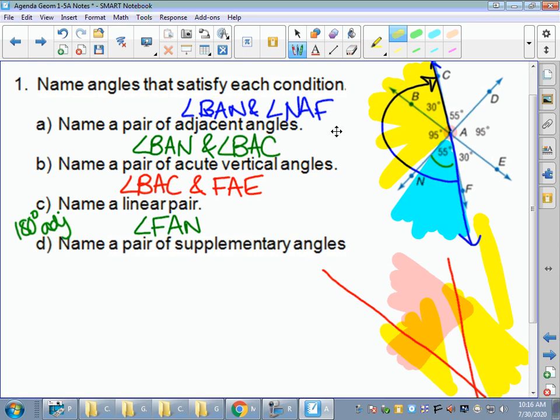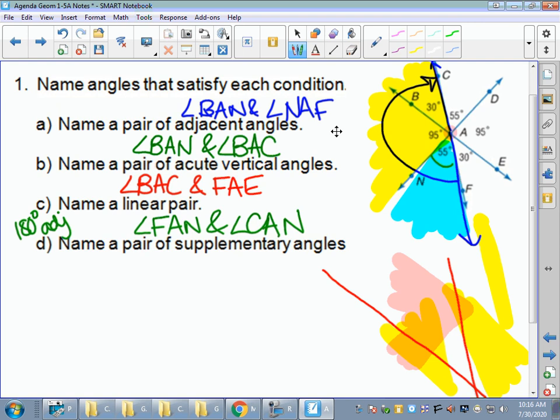That should all add up to 180 if I took the numbers. How would you name that yellow shaded angle? Two choices. Remember, A has to be in the middle because it's the vertex. So probably NAC or CAN. Even though angle CAN is made up of a couple pieces, the whole thing, along with FAN, makes 180 degrees.